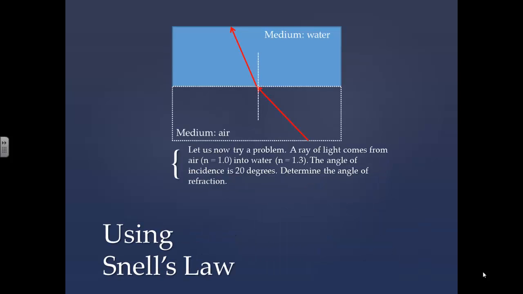Let's now try a problem. A ray of light comes from air, index of refraction 1, into water, index of refraction 1.3. The angle of incidence is 20 degrees. Determine the angle of refraction.